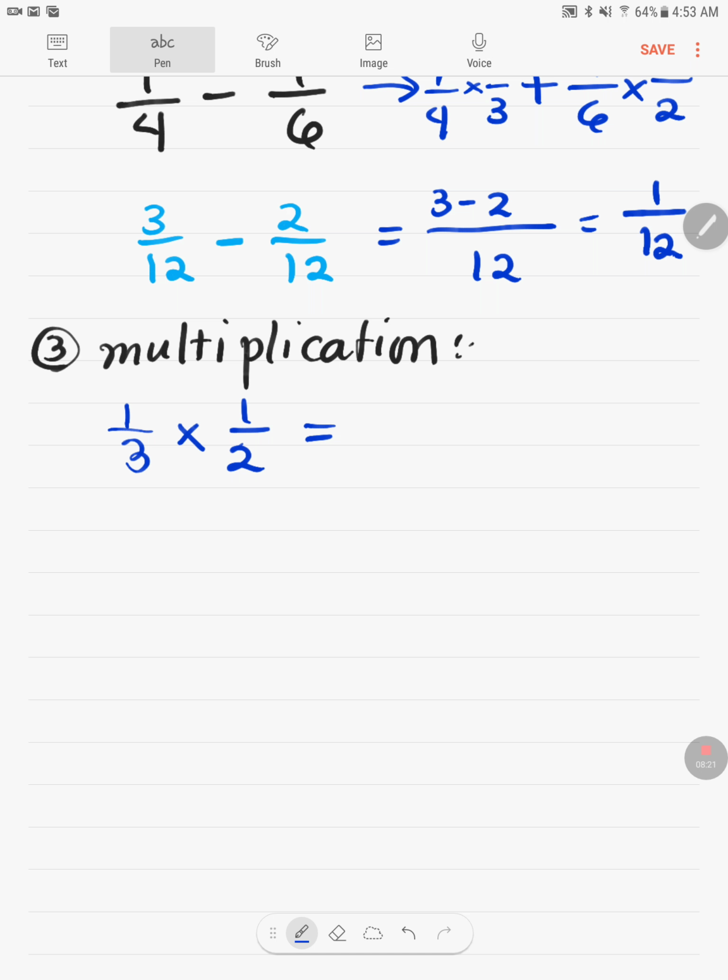So multiplication is as simple as multiplying the numerators and multiplying the denominators. So it's 1 times 1 is 1, 2 times 3 is 6. So 1/2 of 1/3 is actually 1/6.